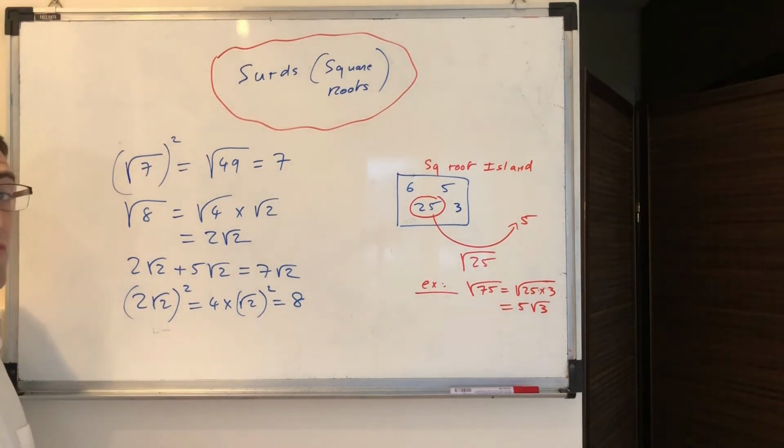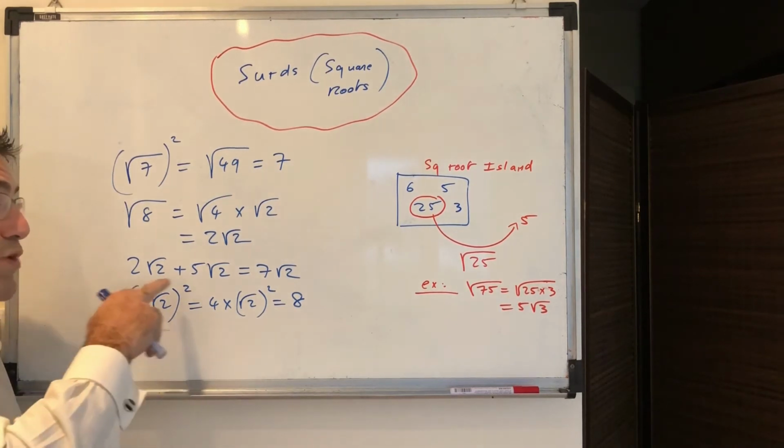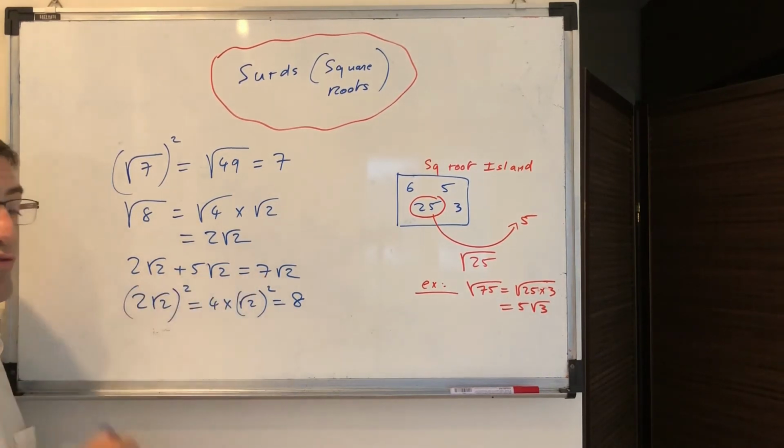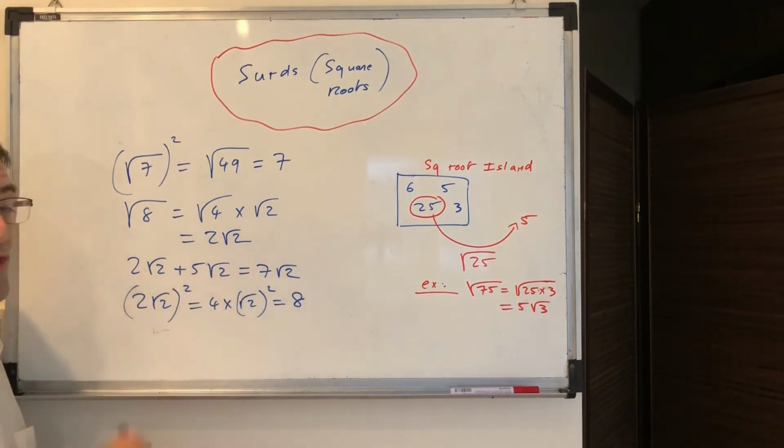Now, I'd like you to know that you can treat square roots just like any other number or any other variable, and you can actually add them together. So if you get 2 root 2 and 5 root 2, that's actually 7 root 2. It's like if I said, what's 2 apples plus 5 apples? Well, that's just 7 apples. So that's one thing to bear in mind.